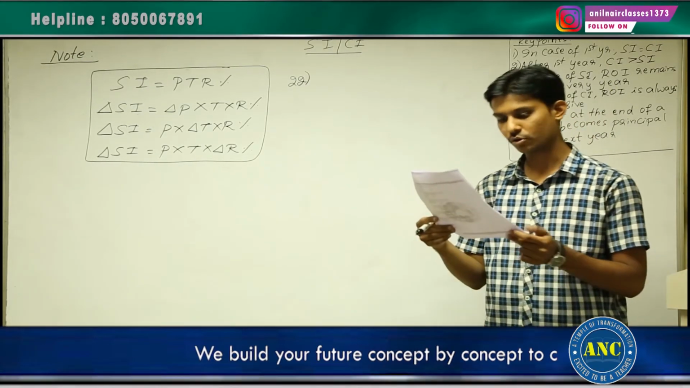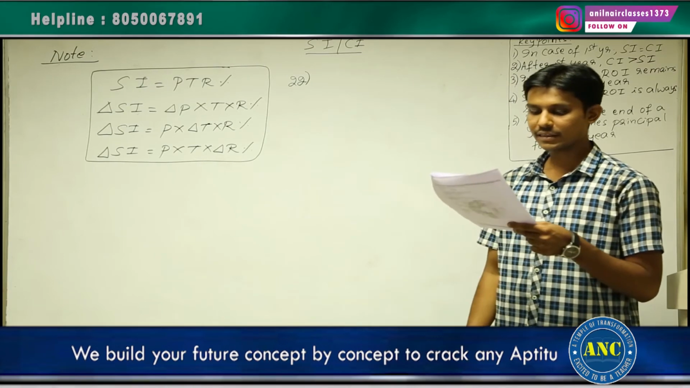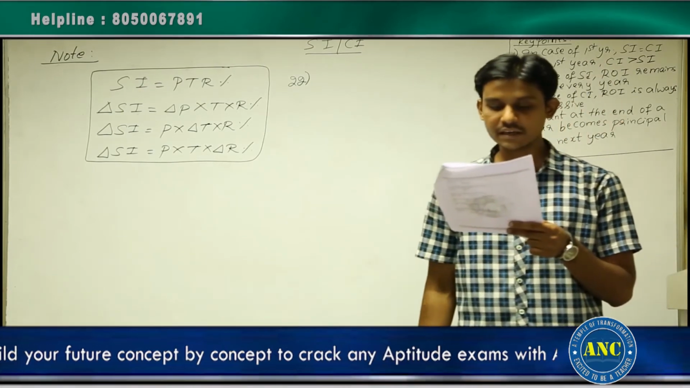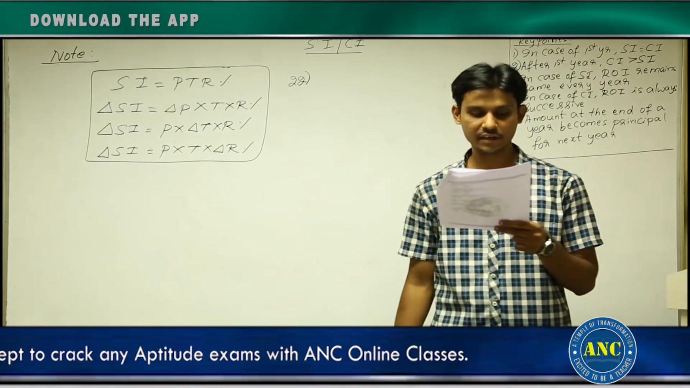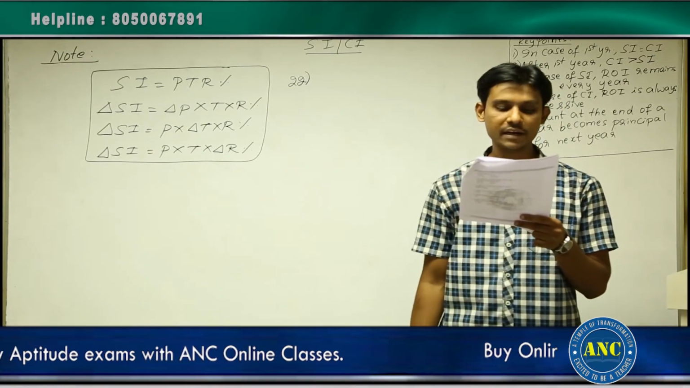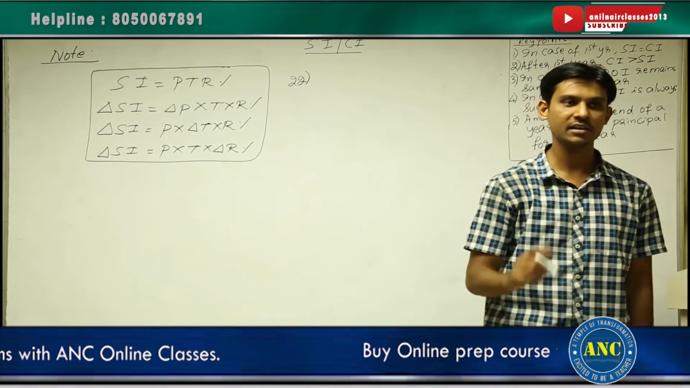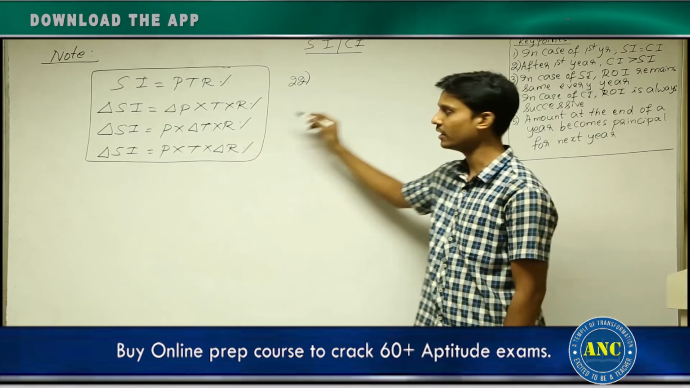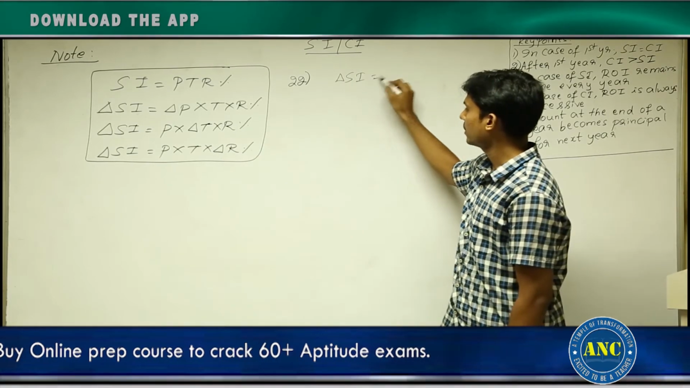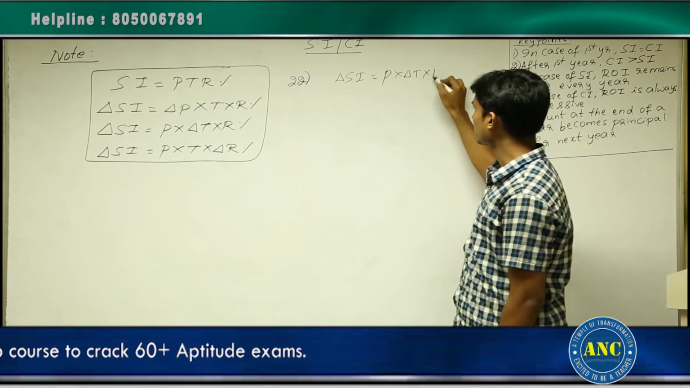Please see your 22nd question. A SI on rupees 170 increases by 17. That means change in interest is 17 rupees, when the time period increases by 4 years. There is a change in interest, there is also a change in time period. Which is the notation? Delta SI is given by P into delta T into R percentage.